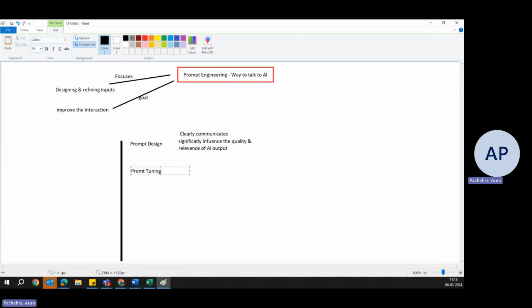Okay, that's what we're tuning here. Prompt tuning. That's the second aspect of our prompt engineering. So what is prompt tuning?